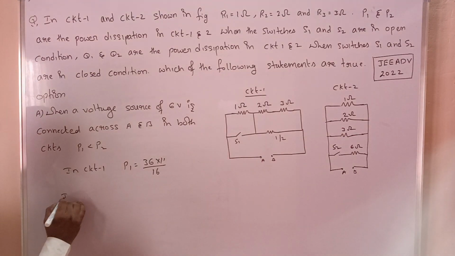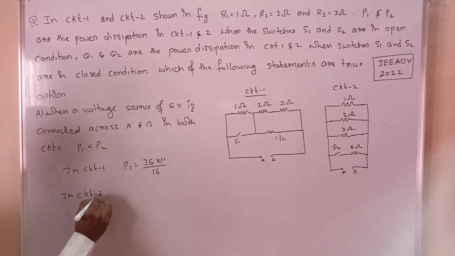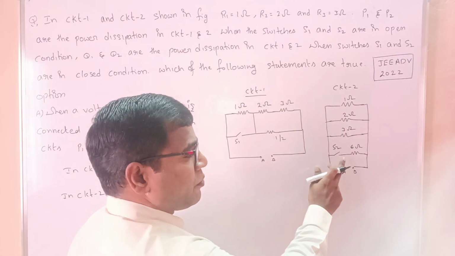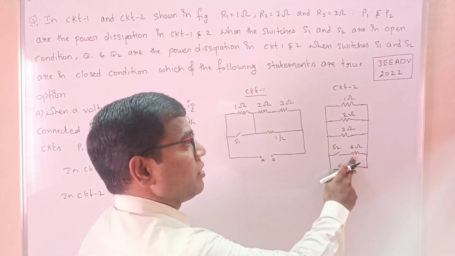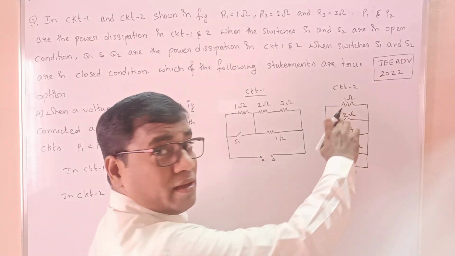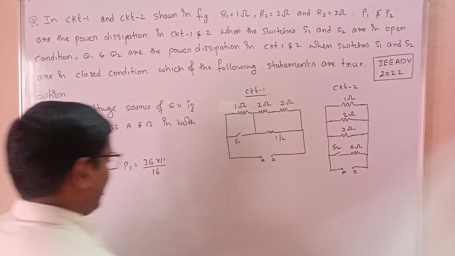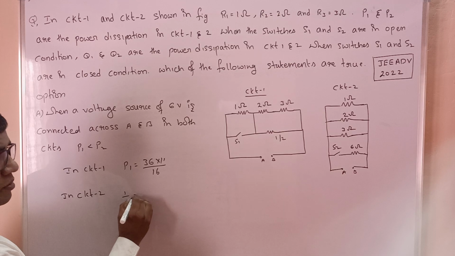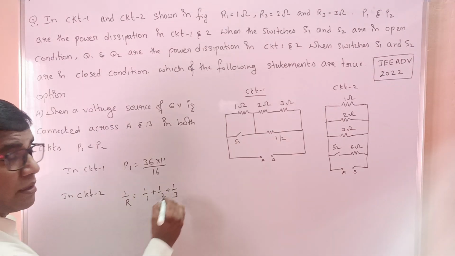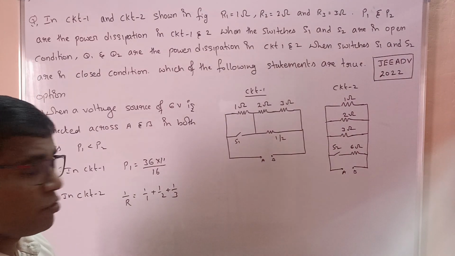In circuit 2, we know it is in open condition. If it is in open condition, current will not flow here. So these three resistors are in parallel. So apply the formula: 1 by R is equal to 1 by 1 plus 1 by 2 plus 1 by 3.